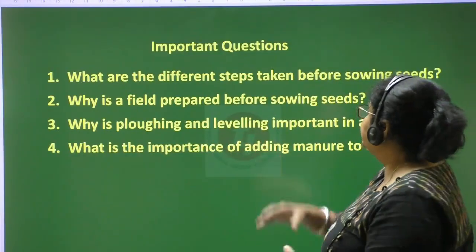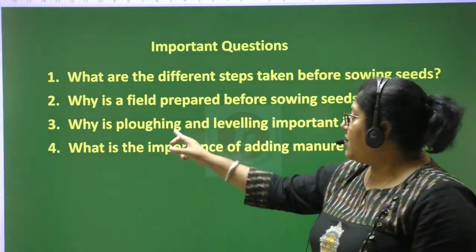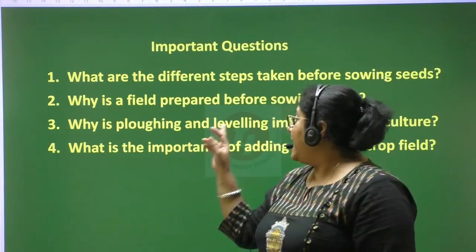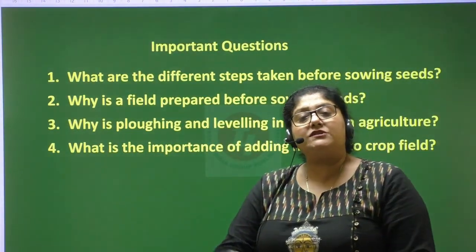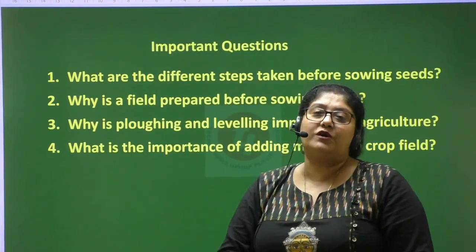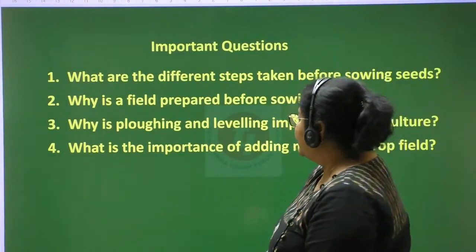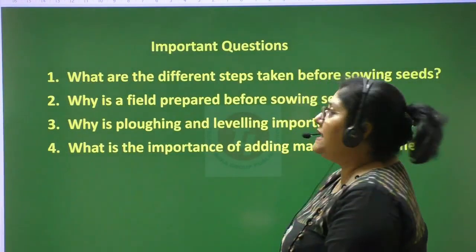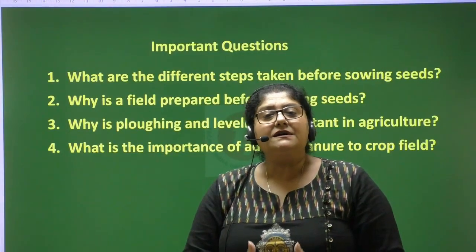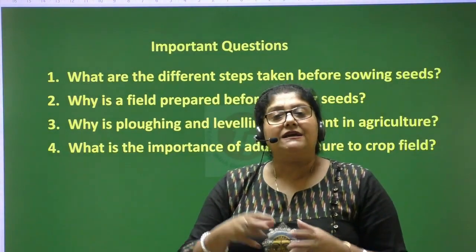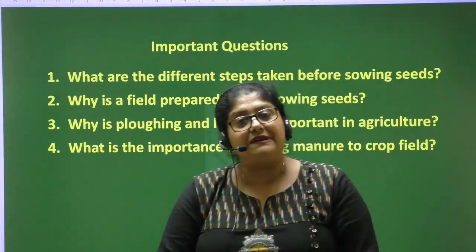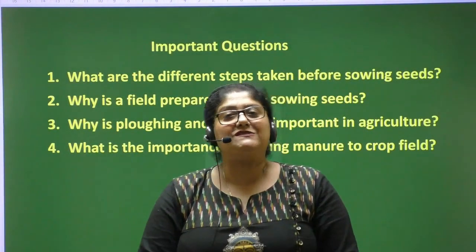Then, why is plowing and leveling important? Plowing is important to introduce air spaces in the soil, and leveling is important to ensure that the field is at a particular level and there is equal distribution of water all across the field. Finally, what is the importance of adding manure to a crop field? Whatever organic matter the field is deficient in, that organic matter is provided by manure to a field, which is why manuring the field is very important.